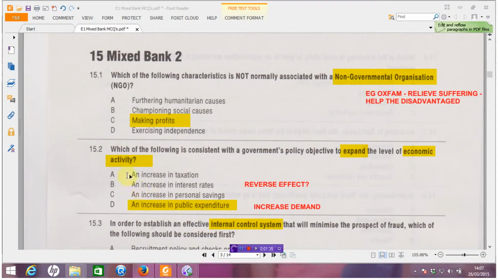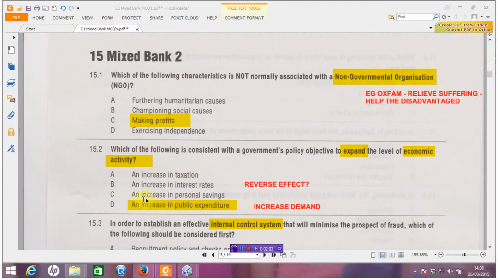And these other ones, an increase in taxation and obviously interest rates, are probably fairly easy to see that they'll have the reverse effect. If we're raising taxes, people are going to have less money in their pocket. That's going to reduce activity. If we increase interest rates, people are going to find it more difficult to borrow, and also their interest charges are going to be higher. Therefore, they're going to spend less. That's going to reduce activity.